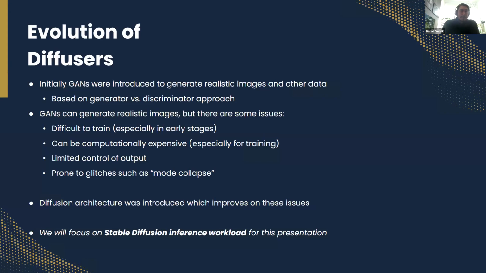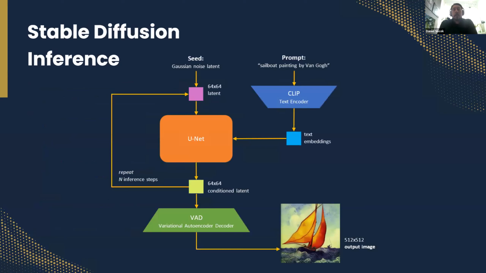Okay, going on to the next slide, I gave a little bit of an overview here of how stable diffusion inference actually works under the hood. If you look at the inputs, the main input is really the prompt, which is the text that tries to specify what your generative AI network, in this case the stable diffusion model, should give you as an image.